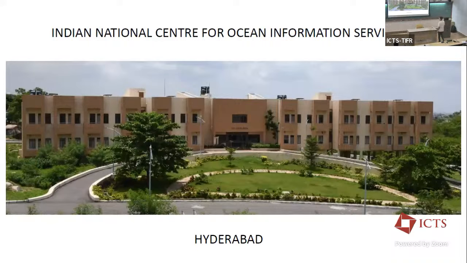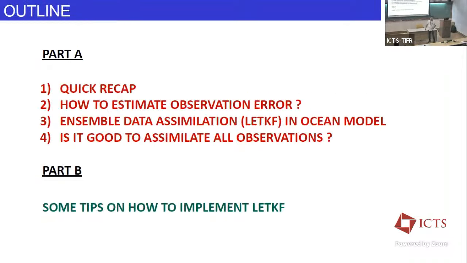Like you must have understood by now that data assimilation is a very integral part of any forecast system. So this is how I have organized my talk. There will be a very quick recap. I'll highlight the most important points that will keep on recurring in this lecture.